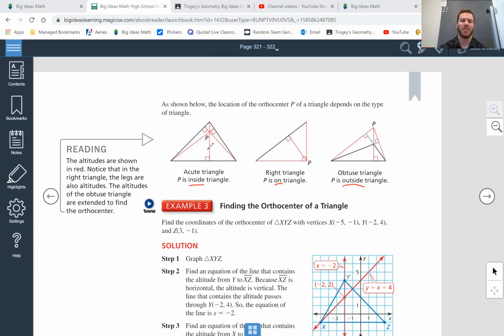Acute, it's always going to be inside. Right, it's going to be right on the right angle, so it's on it. Obtuse starts with O, it'll be on the outside, like obtuse as out. Yeah, that could help you remember. So put that in your notes as well.